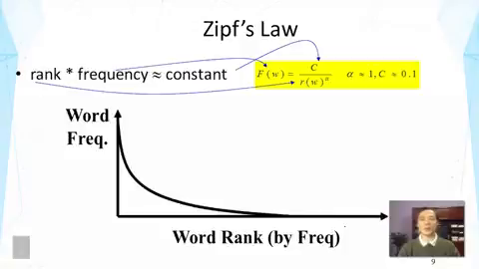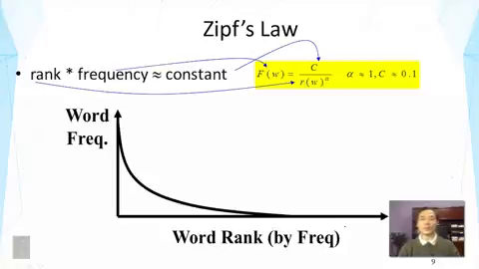So if I plot the word frequencies in sorted order, then you can see this more easily. The x-axis is basically the word rank, and this is r of w, and the y-axis is the word frequency, or f of w. Now this curve basically shows that the product of the two is roughly a constant.